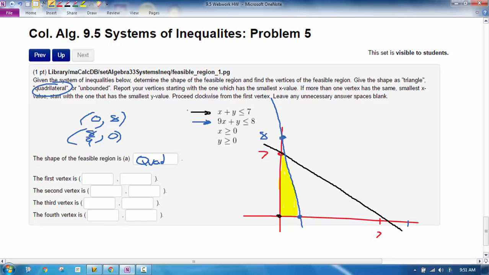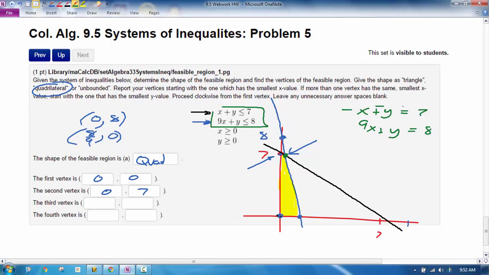And then it wants the vertices listed starting with the one that has the smallest x value and the smallest y value. So that'd be starting with 0, 0. And the second one would be up here, this vertex right there, which is 0, 7. The next vertex is right here. I'll highlight in green right here. And I need to find that by solving this system right there. So I have x plus y equals 7, and I have 9x plus y equals 8. And I'm solving that. So I'm going to multiply through by a -1 to the first equation and add them. And that gives me 8x equals 1. So x is 1/8 for that point.